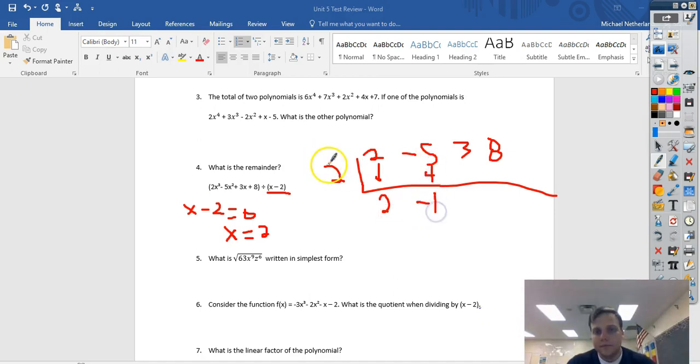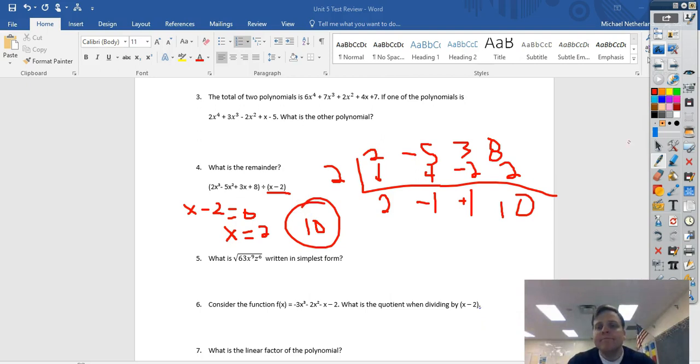Add, multiply, add. Sorry, that's a positive one. I added that wrong. Multiply, add. And what was the question? What is the remainder? So the remainder is just 10. And we're done. All right.